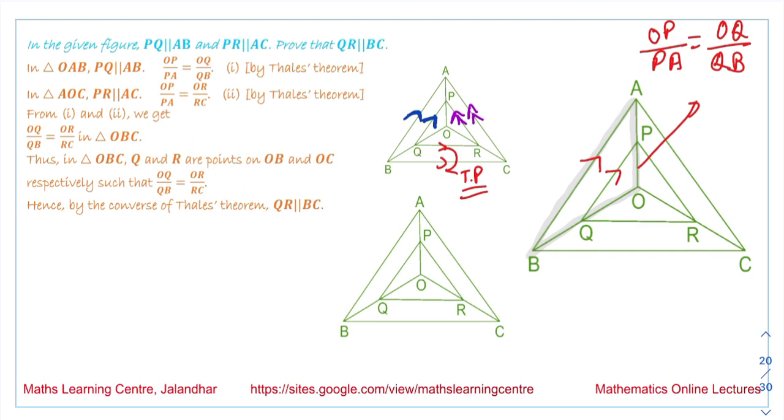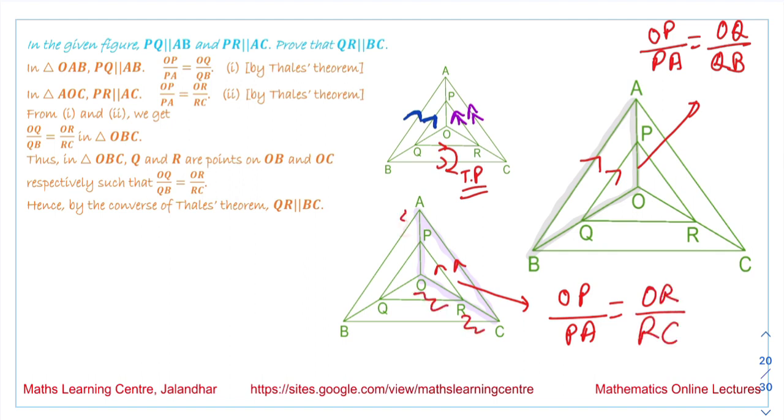Similarly, if we consider the triangle AOC, in this triangle we are saying these two sides are parallel to each other. So from this what we get is that OP over PA is equal to OR over RC. We are talking about these sides over here, these are proportional to each other. Now the left hand side of both these equations is the same. So what we get is that OQ over QB is equal to OR over RC.